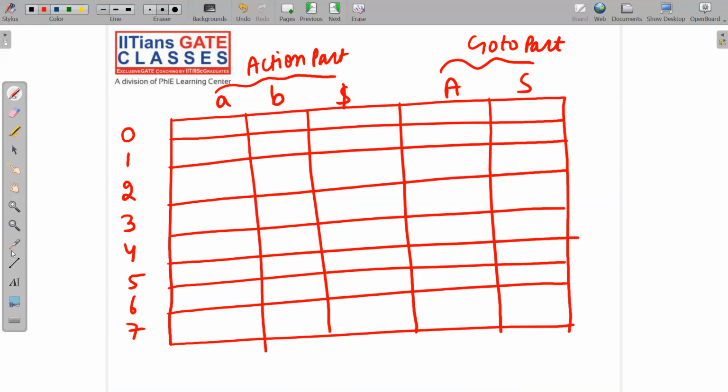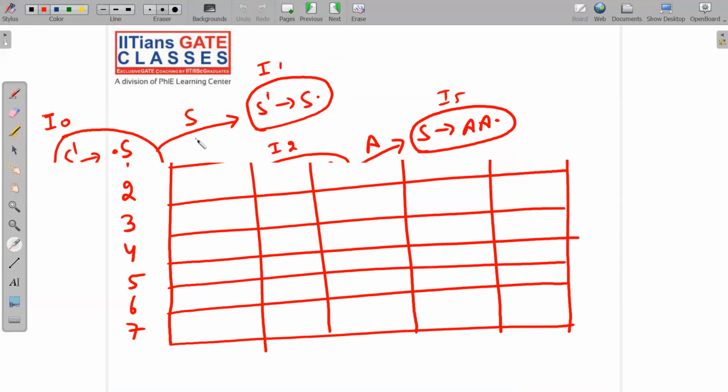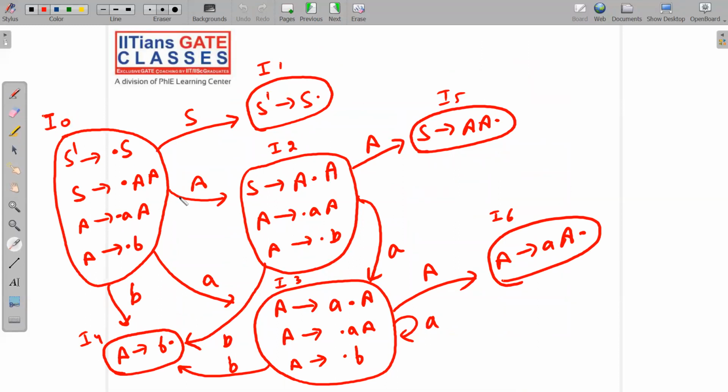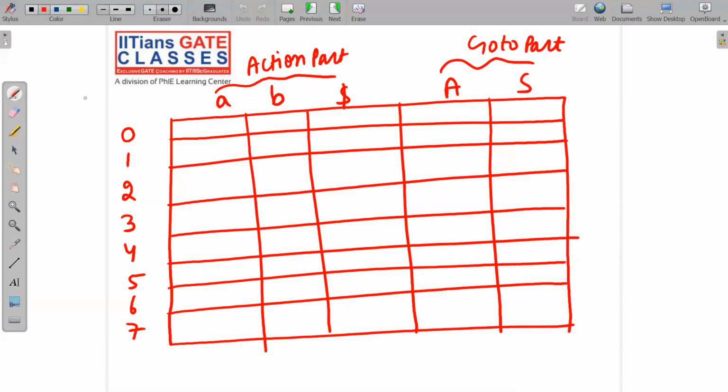So 0 on small a. Let me see the DFA. 0 on small a, we are going to which state? I3, or you can say state 3. So I will write here S3, or shift 3. No problem. If you are not getting it, be patient. Just after 5 to 10 minutes, you will get each and everything. This is known as a shift move in the action part. So I will say shift 3. 0 on a, S3.